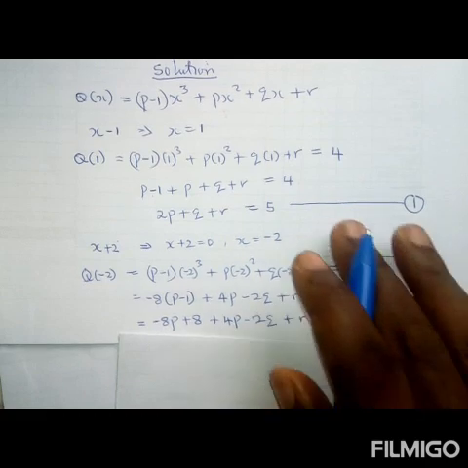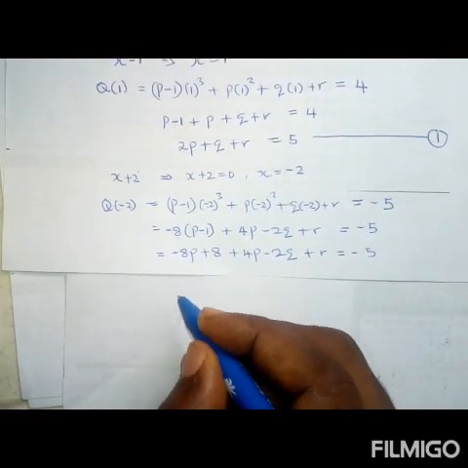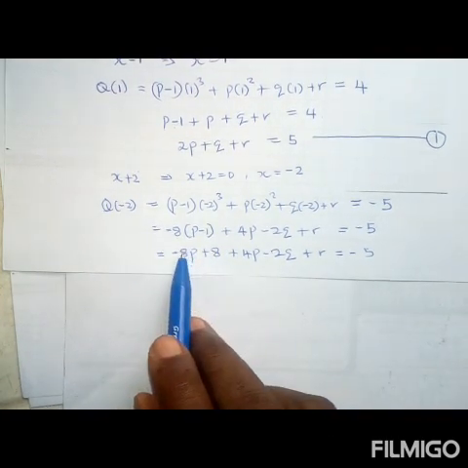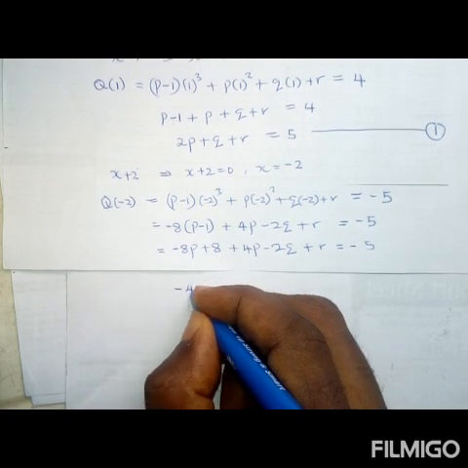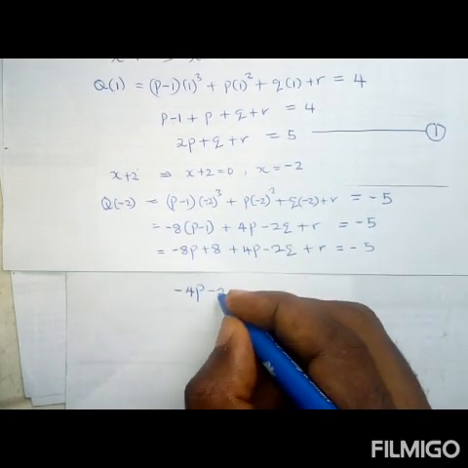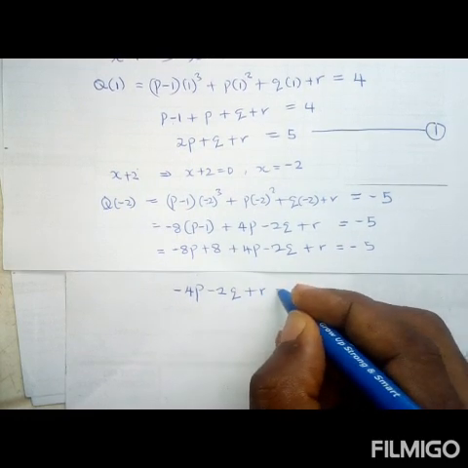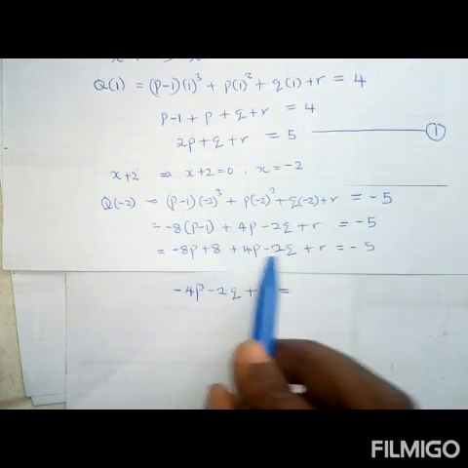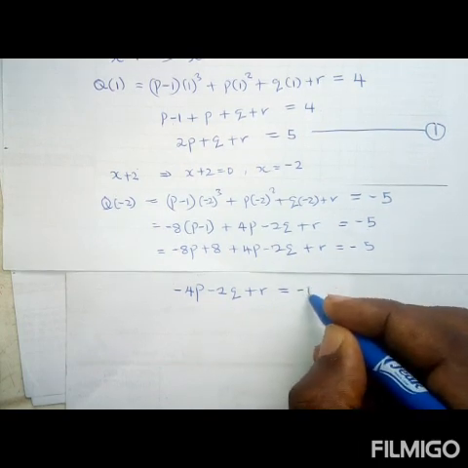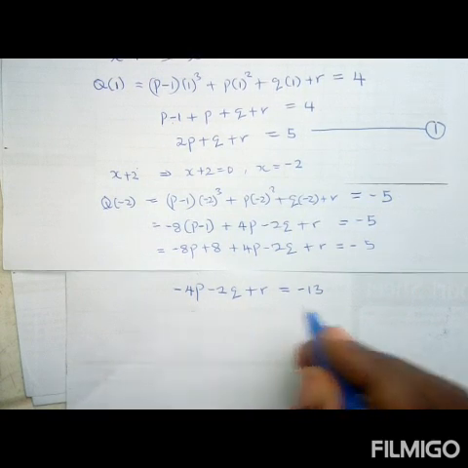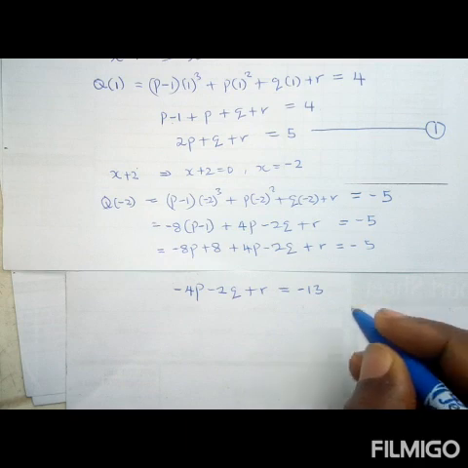So continuing from there, this is minus 8p, this one is 4p, that will give you minus 4p minus 2q plus r is equal to, this is a plus 8, go and meet minus 5 to give you minus 13. So if you multiply through by minus, I want less of minus, so I multiply through by minus.